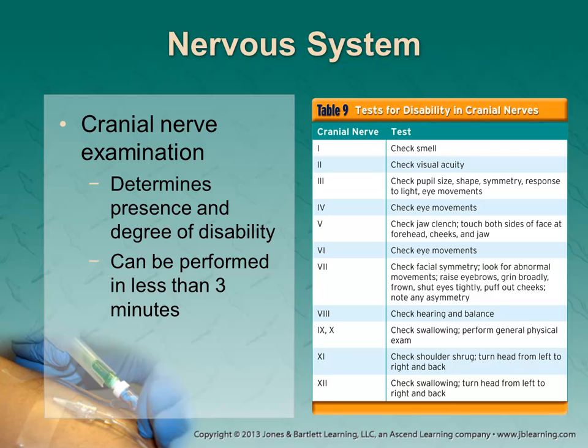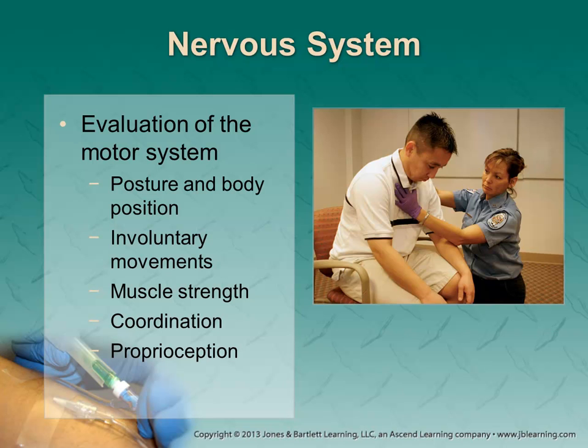Table 9 tells you how to check the 12 cranial nerves. You're welcome to look at that. I could ask you on the test, if I'm checking their sense of smell, which cranial nerve is that? 1, because you have how many noses? You only have 1 nose. All right, what about visual acuity? I'm asking if they can see. 2, because I have 2 eyes, right? So pupil size is 3.